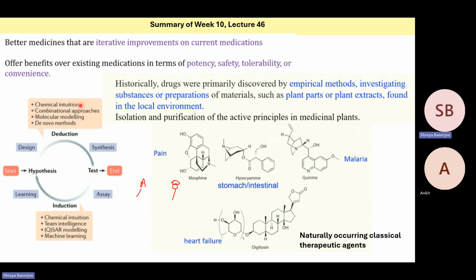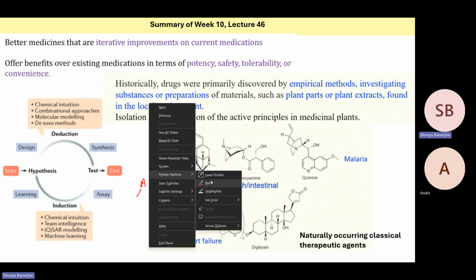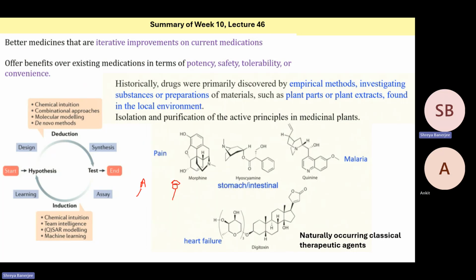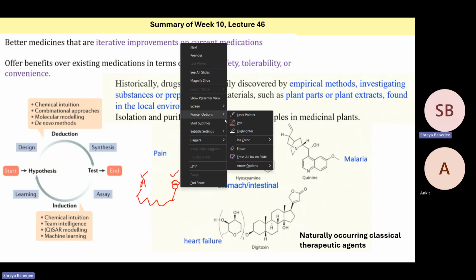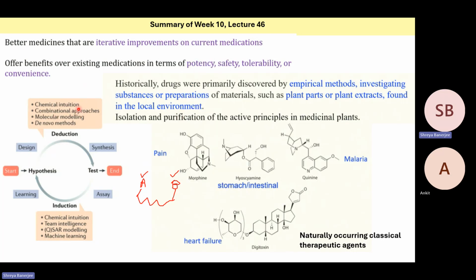One of that is chemical intuition, which is the basic knowledge of synthetic organic chemistry. Then there can be combinatorial approaches. What this means is that if suppose you have a certain structural component A which causes binding and a structural component B which causes binding, you can join the two using some kind of linker and you have a molecule which will show better binding than A or B individually. So that is kind of like a combinatorial approach.